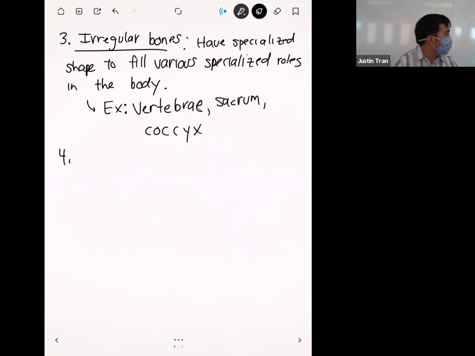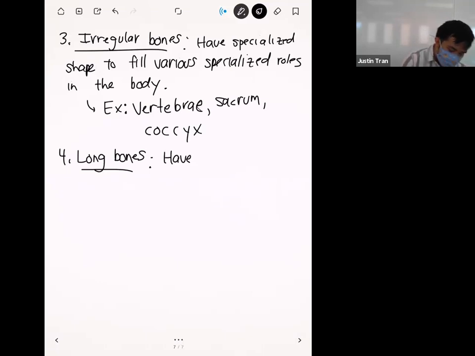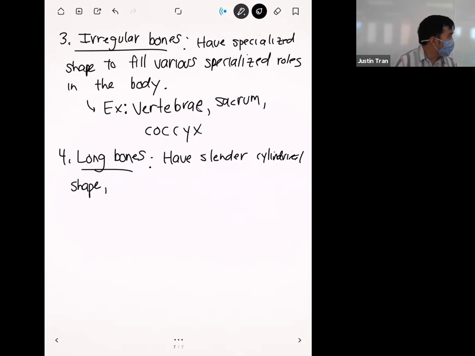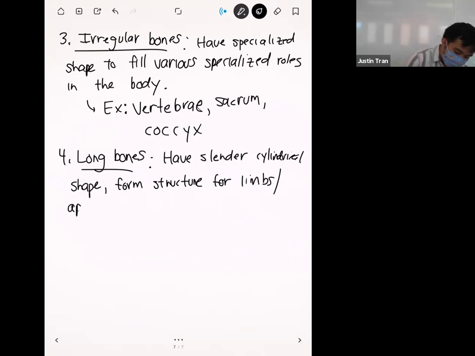All right, and so the last type of bone that we'll go over is the one that we've been talking about the most, and these are your long bones. The long bones have a slender, long cylindrical shape, and their main purpose is to form the structure for your limbs and appendages. Inside your arms and your legs, those are all long bones.